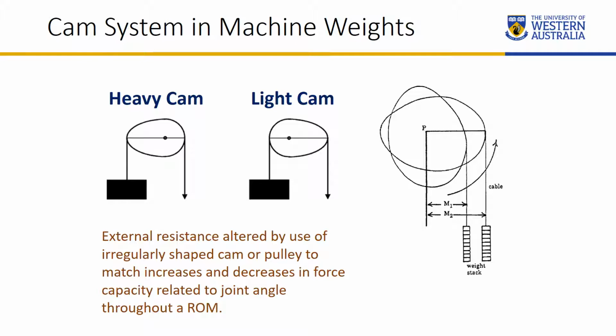Variable radius cams are often seen in machine weights to change the length of the moment arm through which the weight stack acts. The rationale was to provide more resistance at points in the range of motion where the muscle has greater mechanical advantage, and less resistance where the muscle has less mechanical advantage. This enables the muscle to maintain more constant tension throughout the range.